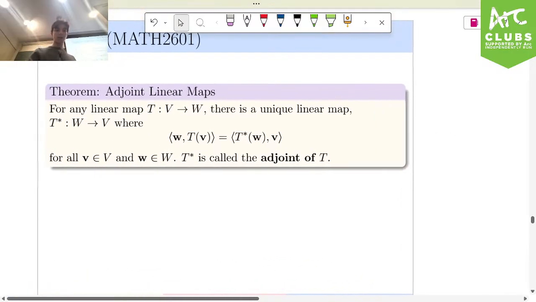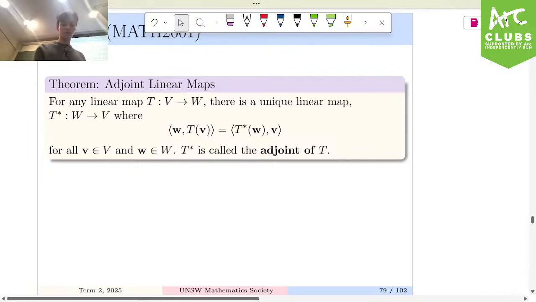So now onto the adjoint that we've mentioned multiple times already. The adjoint is an operator that you can apply to a linear map, defined as follows. For any linear map T from a vector space V to a vector space W, there is a unique linear map T adjoint that maps from W to V, where the inner product of any W with T of V is always going to be equal to the inner product of T adjoint of W and V, right?